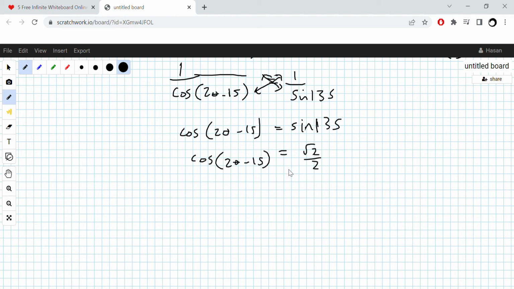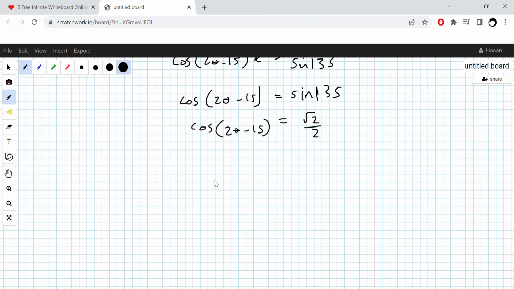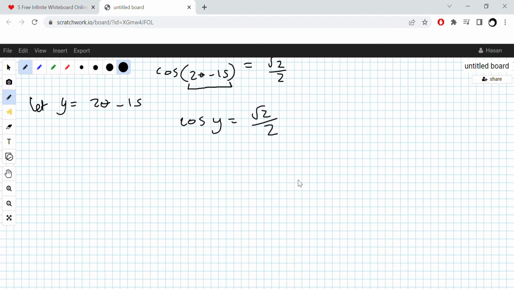So now we have our equation, but usually what we would have is cos x or cos y equals this, but now we have an expression inside here. To make life simpler for us, we can substitute y in. So let y equal 2θ − 15. Now you have a normal equation: cos y equals root 2 over 2. You can use the inverse function on your calculator, cos⁻¹ of root 2 over 2, and you'd be left with y equals 45 degrees.